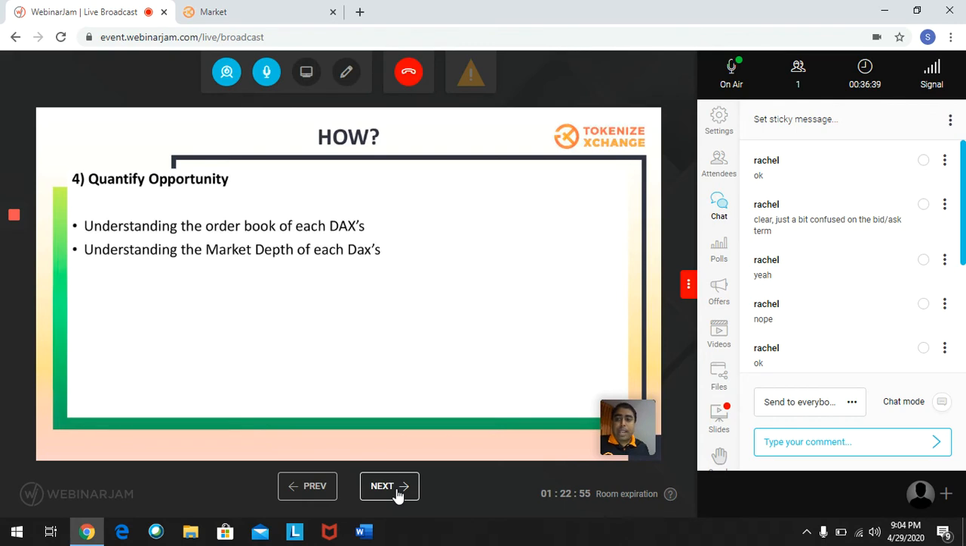Okay, the fourth one will be quantify opportunity. What I mean by quantify opportunity is that you have to understand the order book of each exchange. That is where the bid and the ask come in, right? The buying and the selling. And again, understanding the market depth of each digital asset.